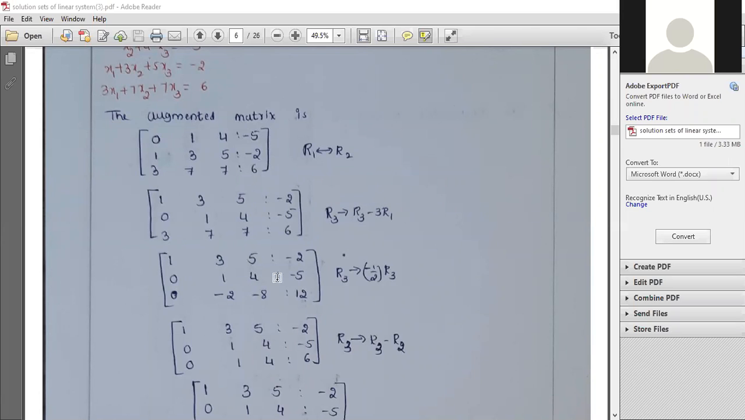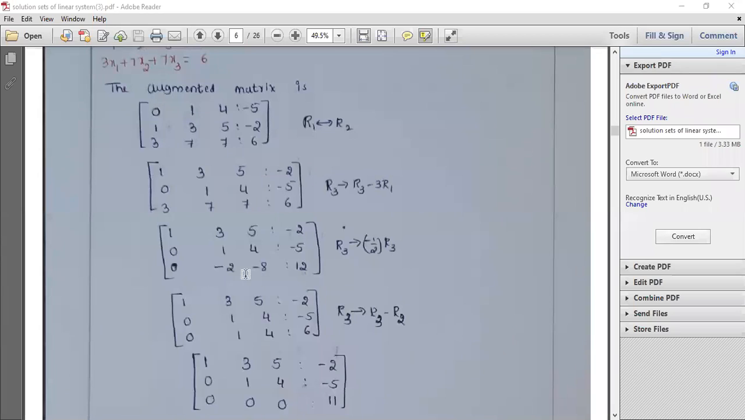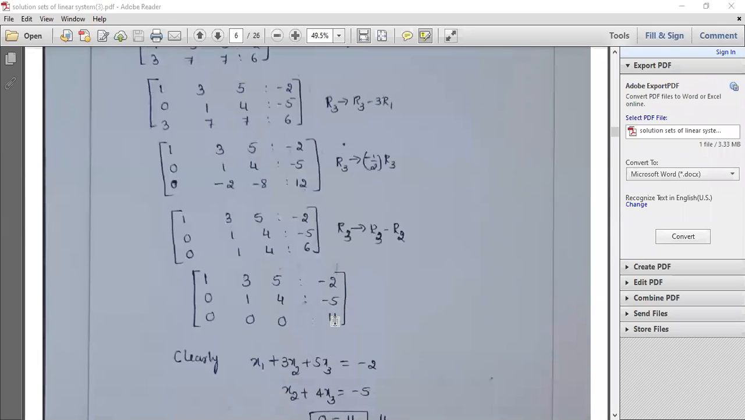Then 7 minus 15, that is minus 8. 6 minus of minus 6, that is 12. Now from this R3, you can take 2 out. In fact, I'll take minus 1 by 2 out. So R3 changes to minus 1 by 2 times R3. If I do that, the first row as it is, the second row as it is, the third row will become 0, 1, and this will be 1.